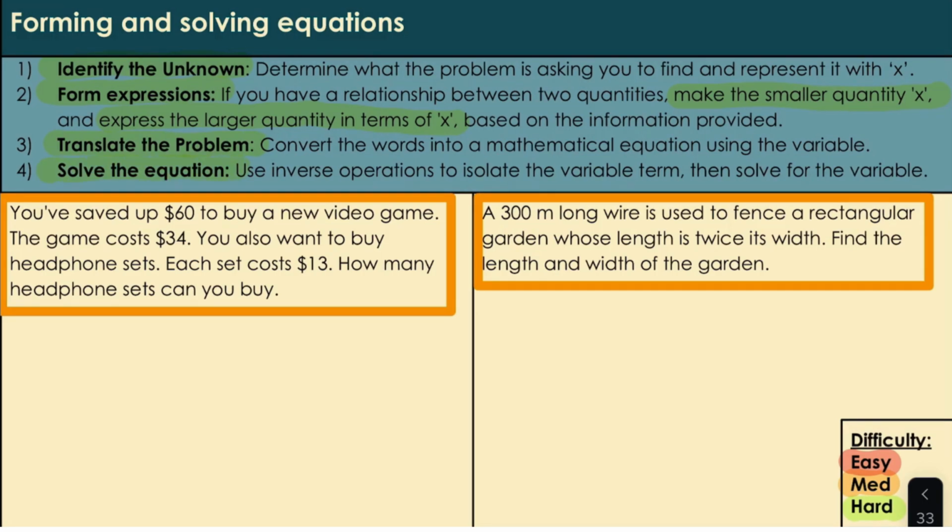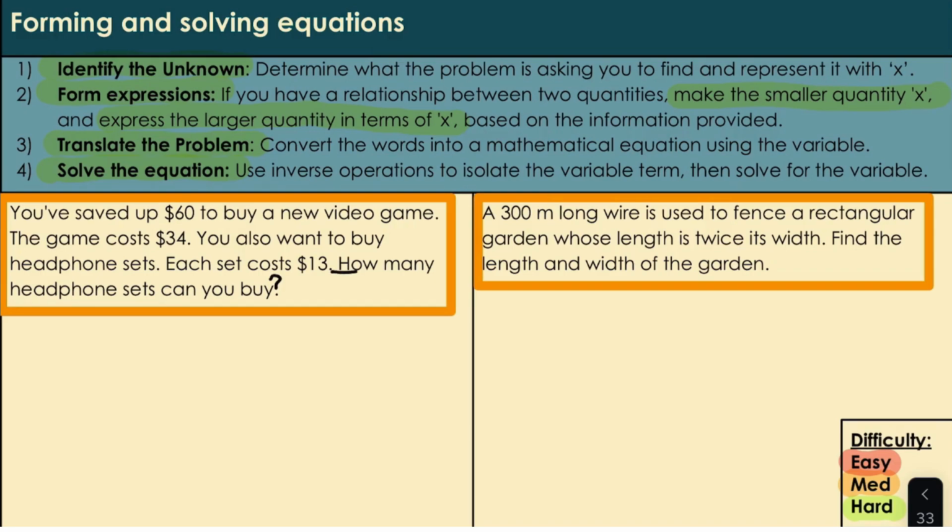Solve the equation. We'll use inverse operations to isolate the variable term, then solve for the variable. Let's try some examples. You've saved up $60 to buy a new video game. The game costs $34. You also want to buy headphone sets. Each set costs $13. How many headphone sets can you buy?